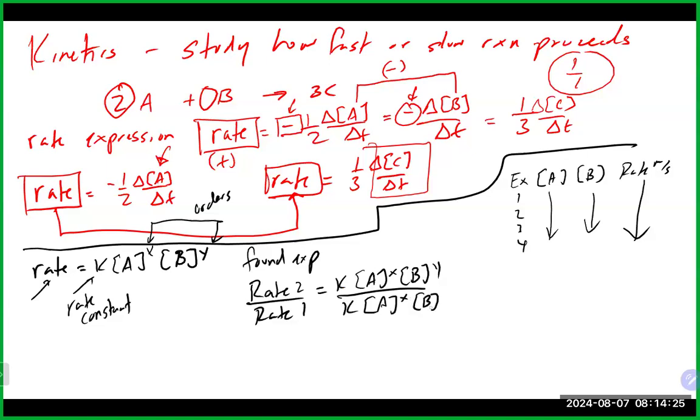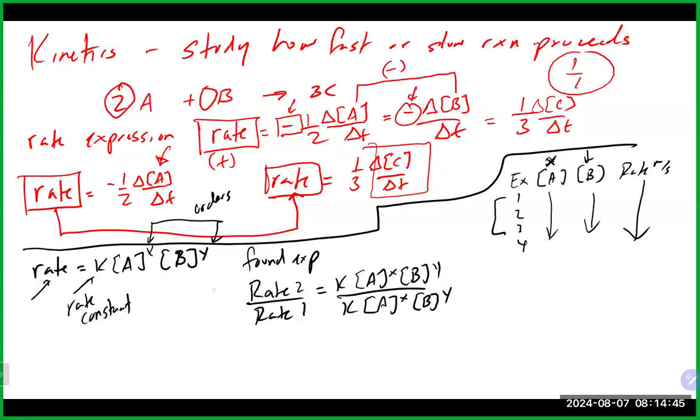And the idea when you're choosing this is you want to come to the table and find two entries in that table, two different experiments, where one of the concentrations stays the same. So, for example, if A stays the same and B varies. And what that will give you is basically one unknown.